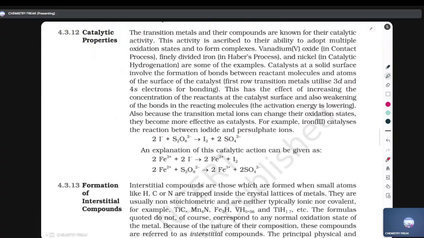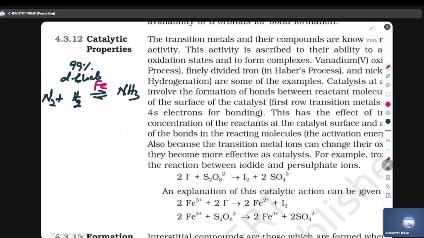Yes, next, sir. Next, catalytic property. Whenever you take a reaction, in whatever the reaction, 99 percentage D block element will be the catalyst. எந்த reaction வேணாலும் நீ எடுத்துக்கோ. For example, you have studied Haber process. Nitrogen plus hydrogen combine to form ammonia. This is Haber process. யார் இந்த reactionல catalyst? Iron தான் catalyst. There is a secondary catalyst. Molybdenum தான் the secondary catalyst. Both are D block elements.